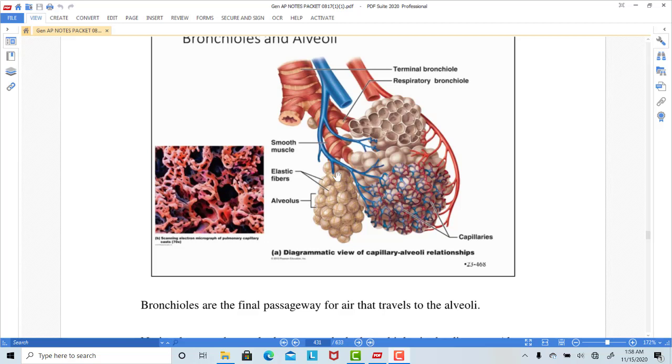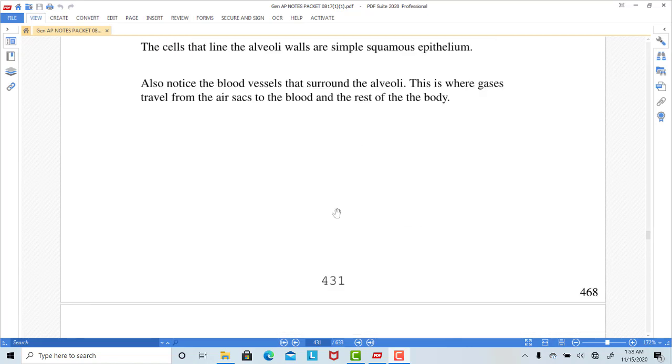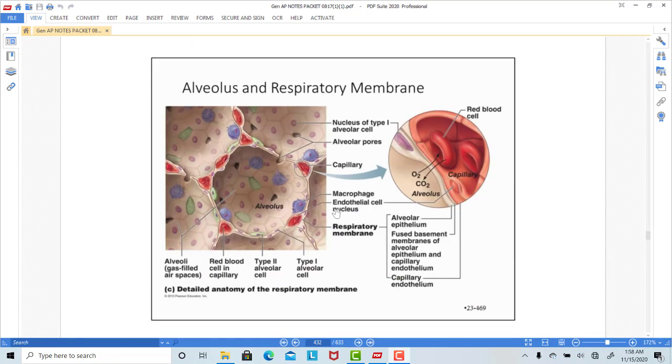So smooth muscle is the characteristic structure of a bronchiole. But when we get into the alveoli themselves, there's no more smooth muscle. It's just simple squamous epithelium. When you look at the respiratory membrane, that's the fused membranes. They're not tightly glued together, but they're very close to one another. We have the wall of the alveoli and the wall of the capillaries around the alveoli, and that's where the gas exchange occurs.